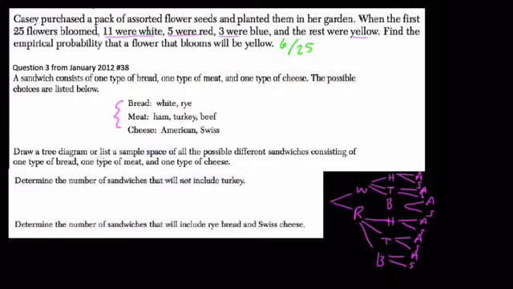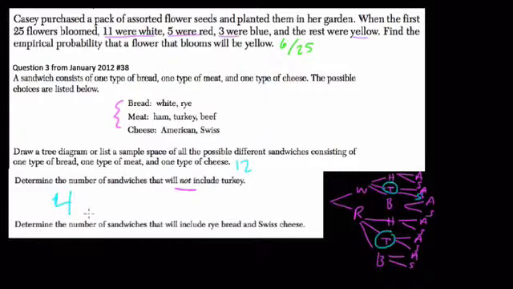Determine the number of sandwiches that will not include turkey. Well, turkey is a type of meat, and you can see it here and here. So that's 4 sandwiches right there that will have turkey. In total, there are 2, 4, 6, 8, 10, 12 ways to make a sandwich, or 2 times 3 times 2. There are 12 sandwiches, and two of these mid-level branches don't have turkey, but those connect to 2 final sandwiches with American and Swiss, right? So that's 4 different sandwiches will not include turkey.